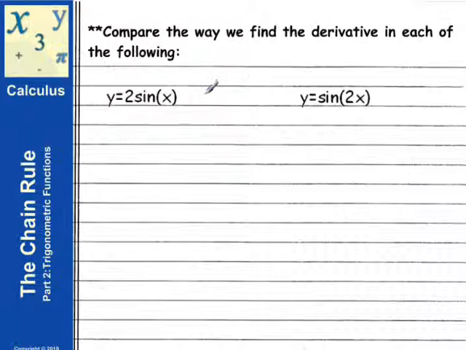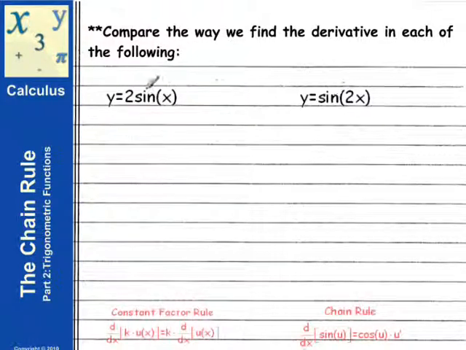Okay, I'd like to look at a couple of examples before we go on to anything more serious. And really I want to compare these two functions and notice the differences and notice how we find the derivatives of each. And it has to do with the placement of the constant 2.